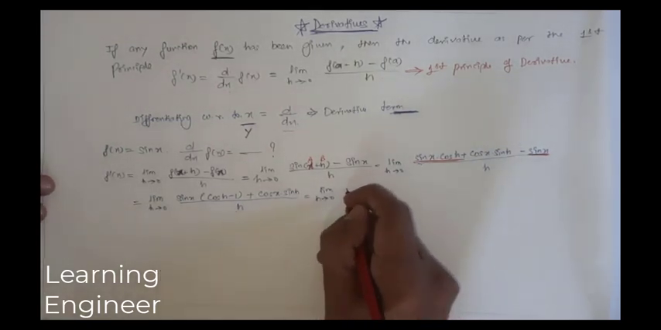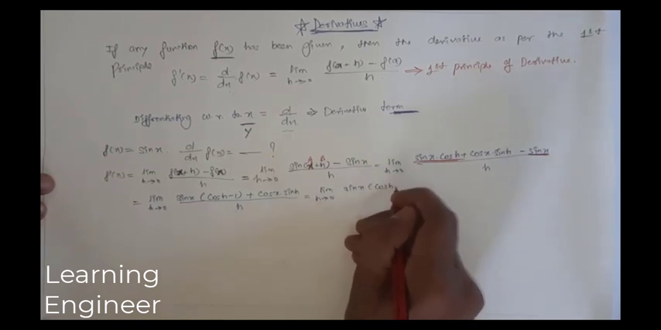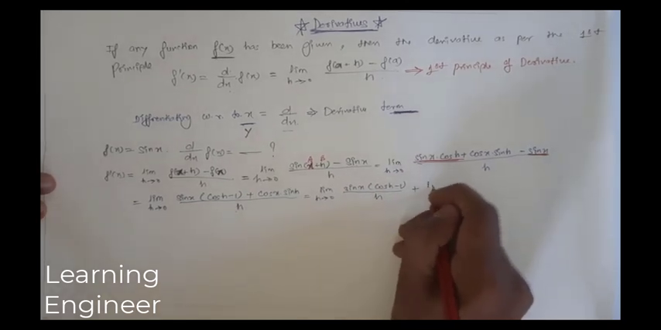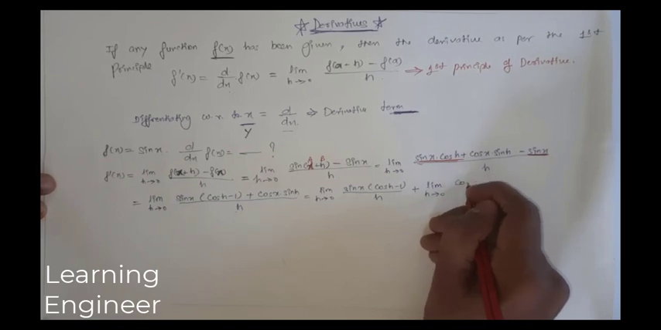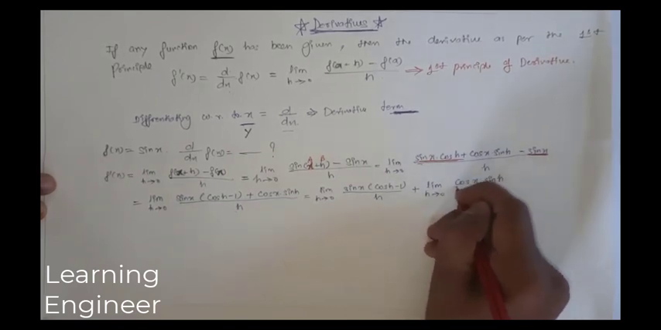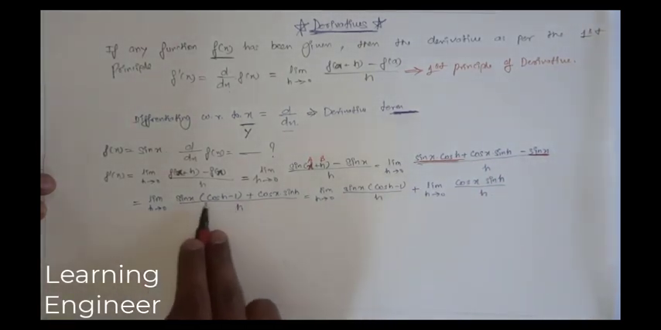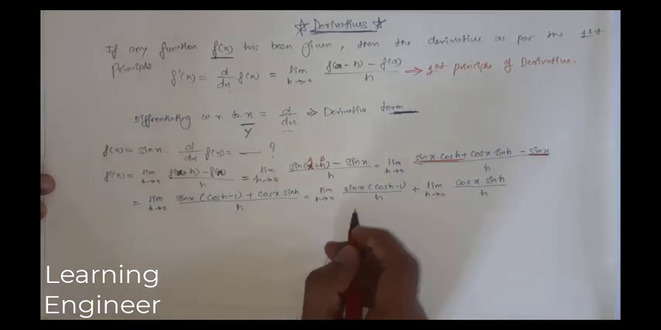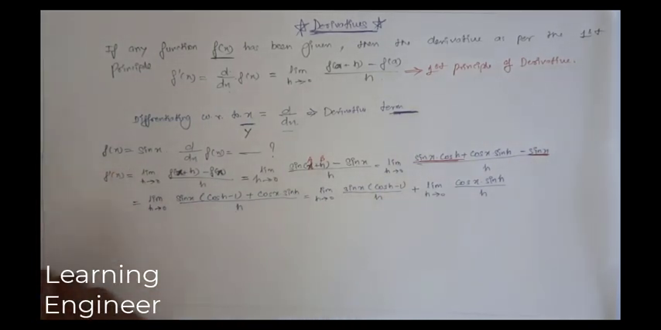So let us separate cos h divided by h plus limit h extends to 0. What we will get over here is cos x into sin h divided by h. We have separated the limit and we have separated this h. So this we got. As we know, cos h minus 1 divided by h is 0.